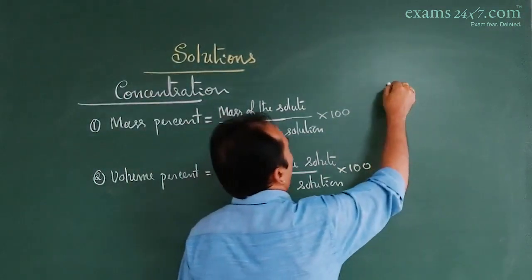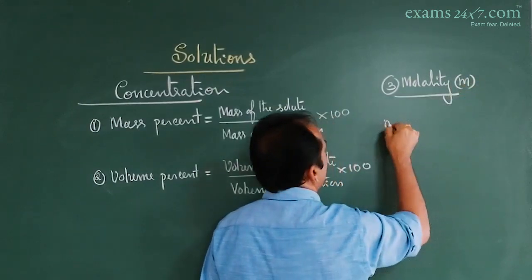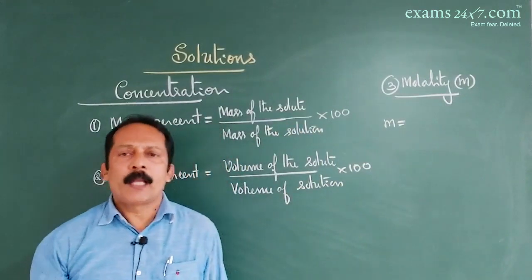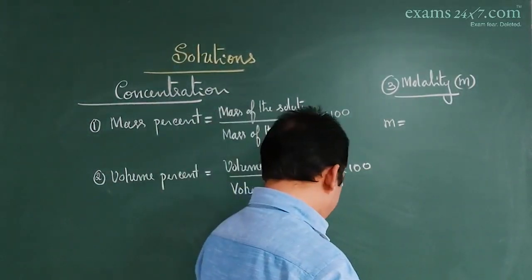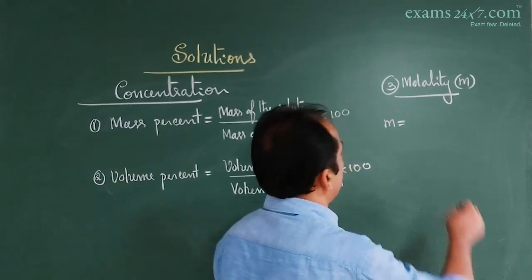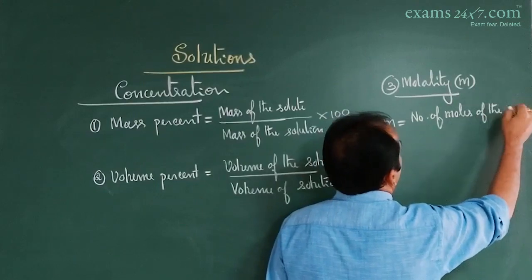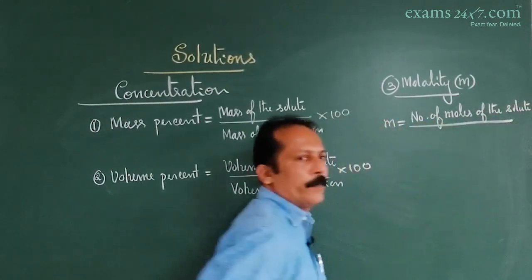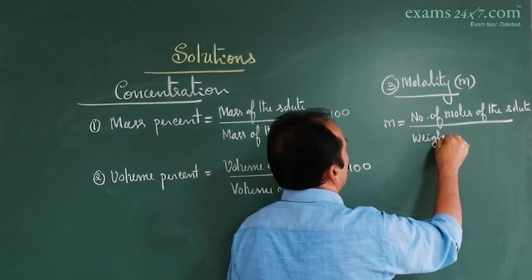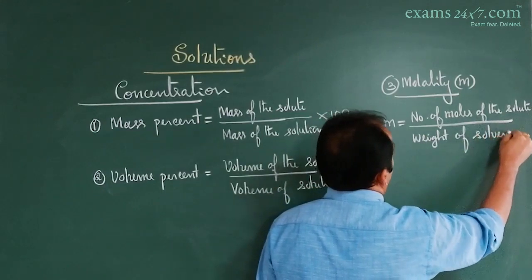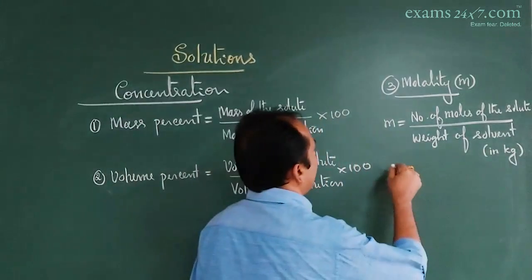Next, about molality, small m. Molality is defined as the number of moles of the solute present in 1 kg of the solvent. We can express it like this: molality is equal to the number of moles of the solute divided by the weight of solvent in kg. That gives molality.